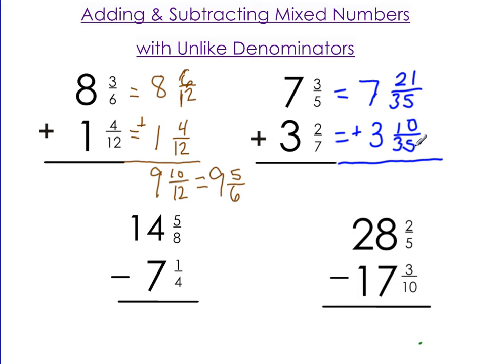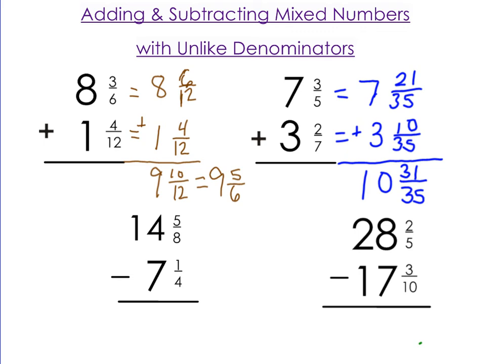Now we're ready to add. Add the whole numbers, 7 and 3, you get 10. Add the numerators, 21 and 10, and you get 31. And 35 is our denominator. Now we ask ourselves, can 31 35ths be reduced, or is it in lowest terms? Knowing that 31 is a prime number, its only factors are 1 and 31, and I know that 35 cannot be divided by 31, so it is in lowest terms.